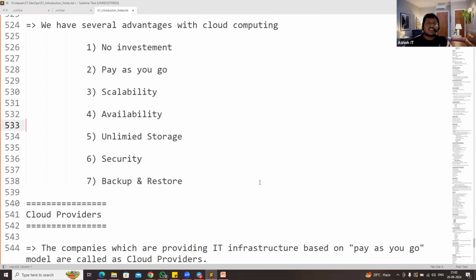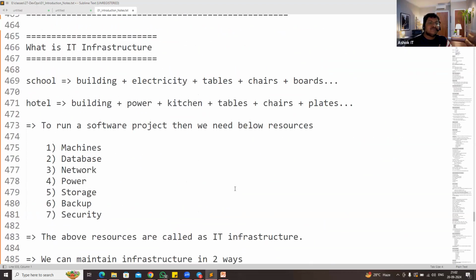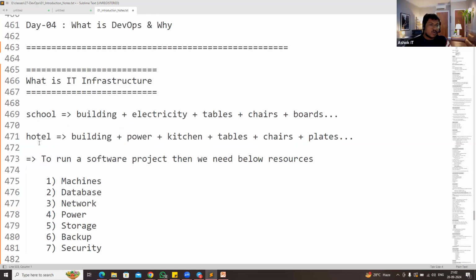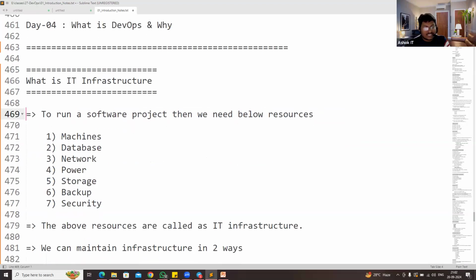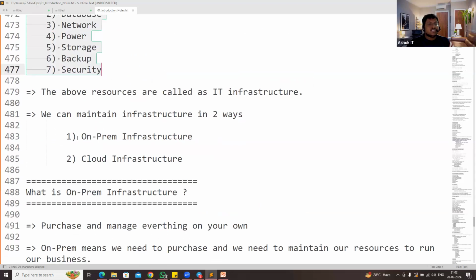As a DevOps engineer, we are responsible for setting up the infrastructure for our project. What is the meaning of infrastructure? The resources that are required to run a project are called infrastructure. Long back, 10 or 15 years ago, companies used to maintain their own infrastructure, and they faced a lot of challenges. Now they realized they don't want to deal with these challenges. We need to focus on our business, so somebody else should manage our infrastructure. That's where companies are moving to cloud computing.